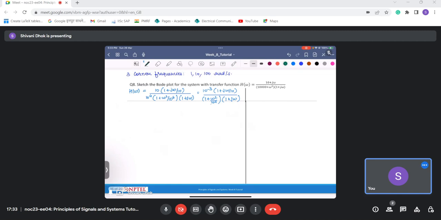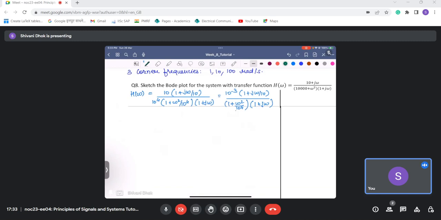Sorry for this mistake. So what we have is the first case, that is case 1, where omega is much less than 1, which means that everything goes to 1, which means that h of omega is approximately equal to 10 raised to minus 3, which means that g of omega is equal to 20 log to the base 10 raised to minus 3, which is equal to minus 60 dB, and theta h is equal to 0.